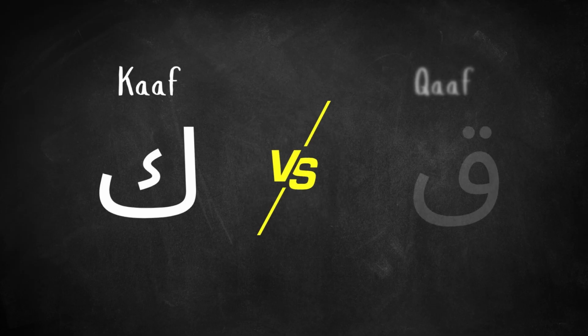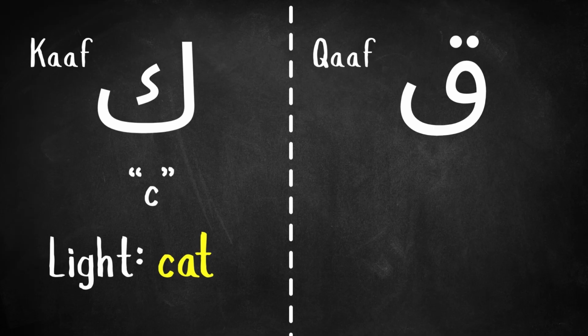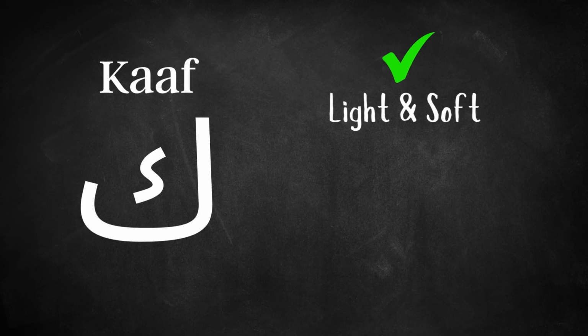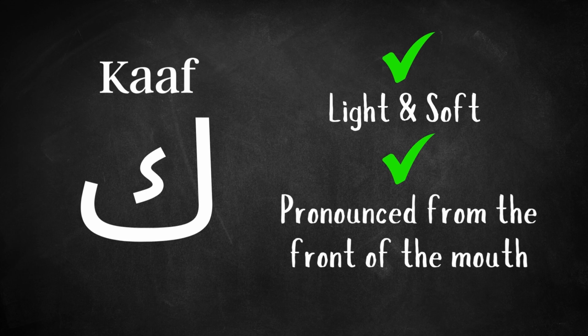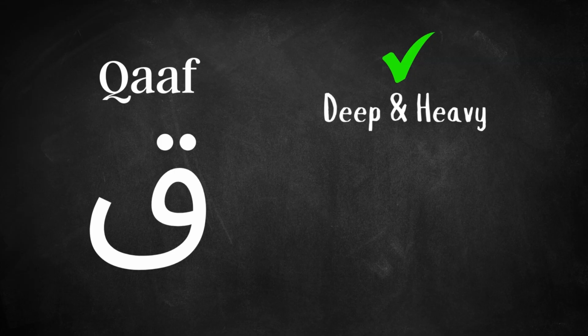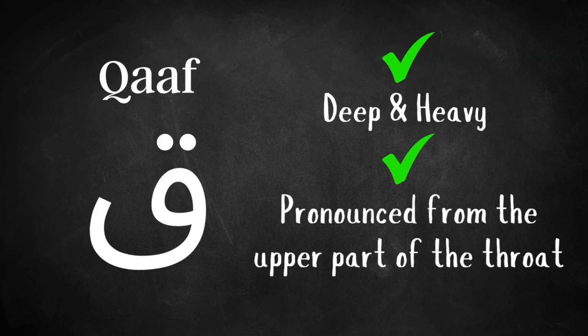9. Letter Kaf versus letter Qaf. These 2 letters make a similar sound, like the C in cat, light, and the C in come, deep. Except that in Arabic, Kaf is always light and soft, pronounced from the front of the mouth, while Qaf is always deep and heavy, pronounced from the upper part of the throat.